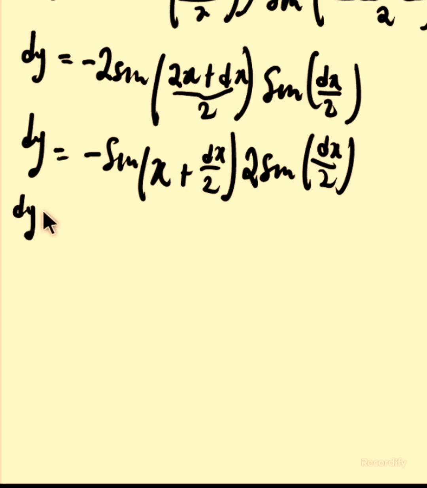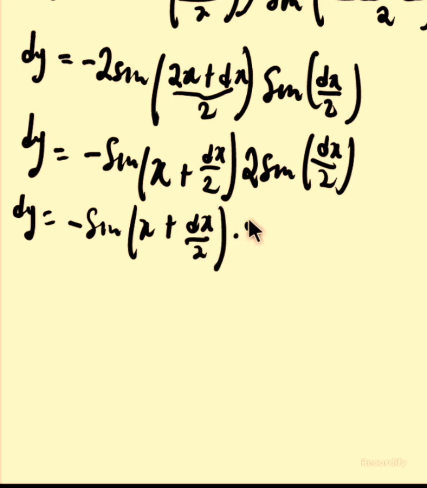So now I'm having dy equals to negative sine of x plus dx over 2, times 2 sine dx over 2. All right, now what I will be doing is that I'll divide both sides by dx. And why am I dividing by dx? Because we are looking for the derivative of the function y equals to cos x.